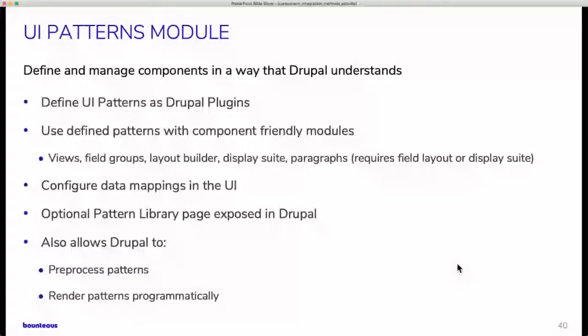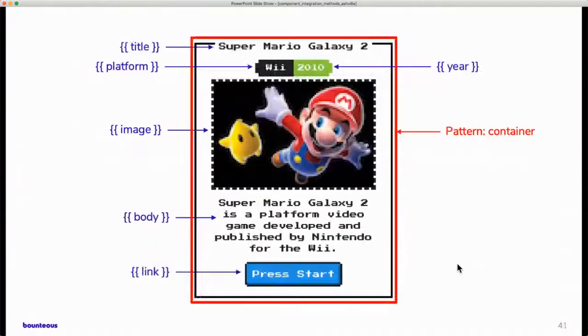It also exposes an optional pattern library page, which is kind of like a mini pattern lab in Drupal. And you can also do things like preprocess your patterns, render patterns programmatically, and all that good stuff. So here's our container component again. So this time it's represented as a pattern, a container pattern in this case. And all of the same variables in our Twig template are still exactly the same.